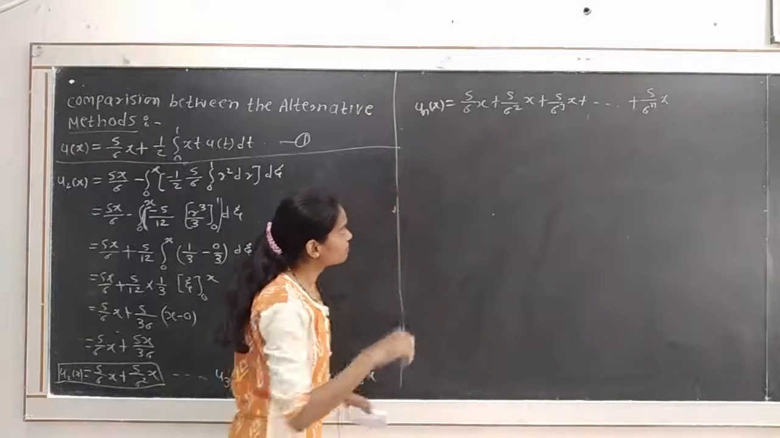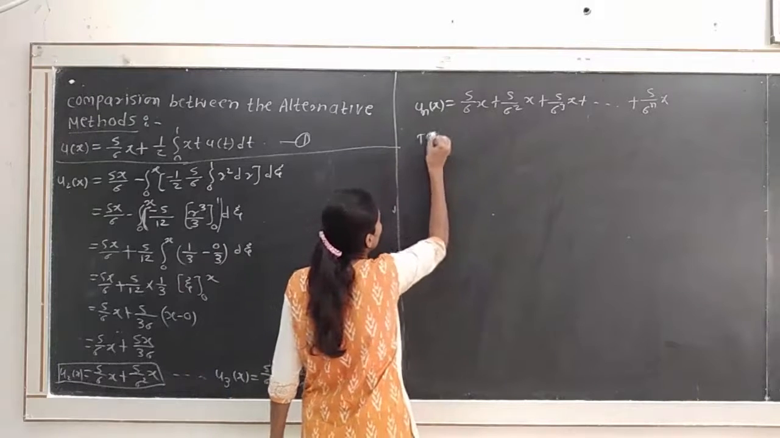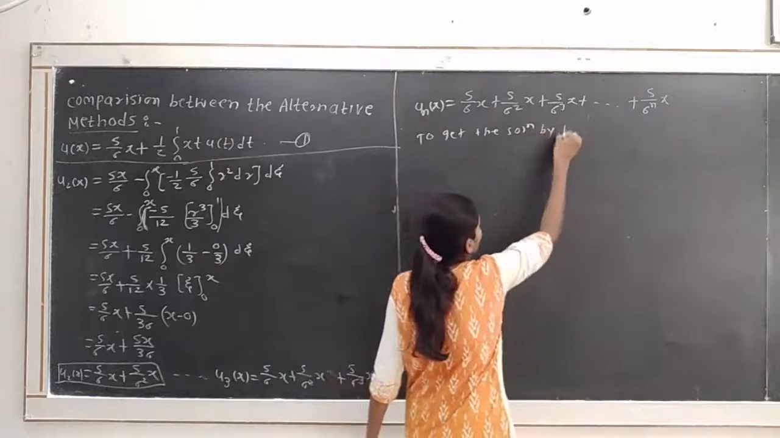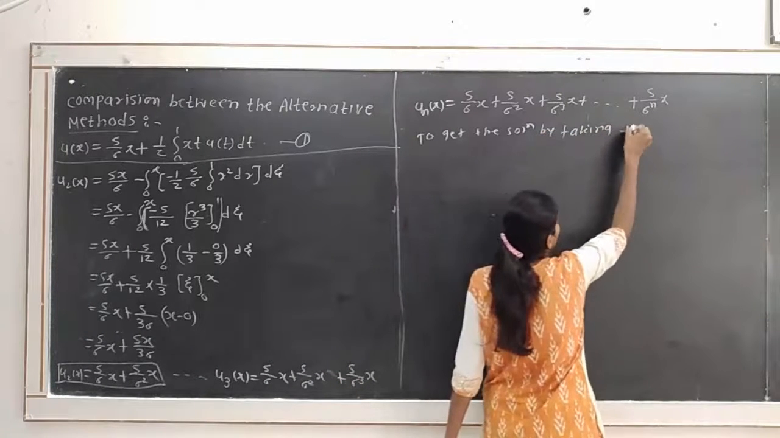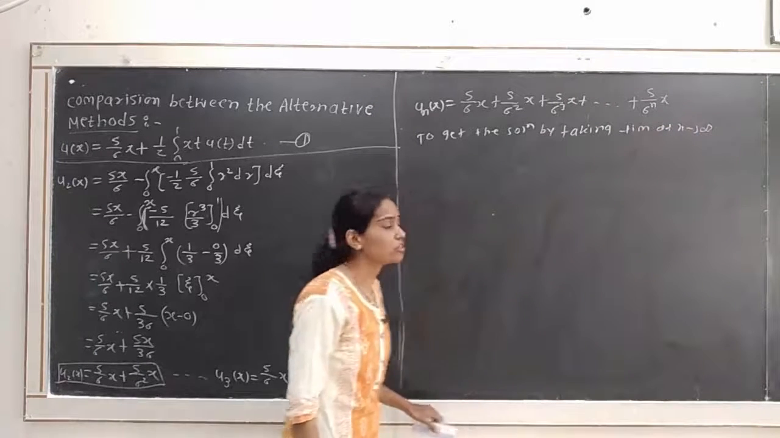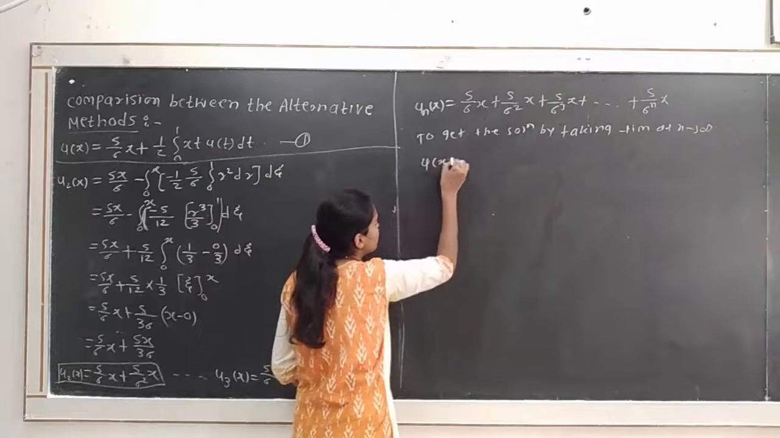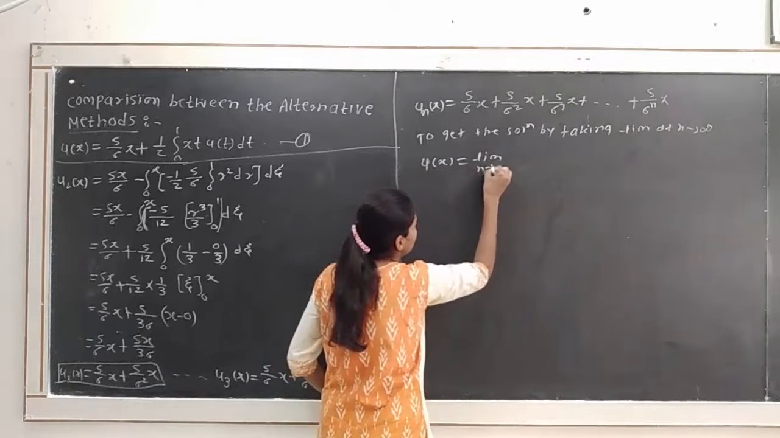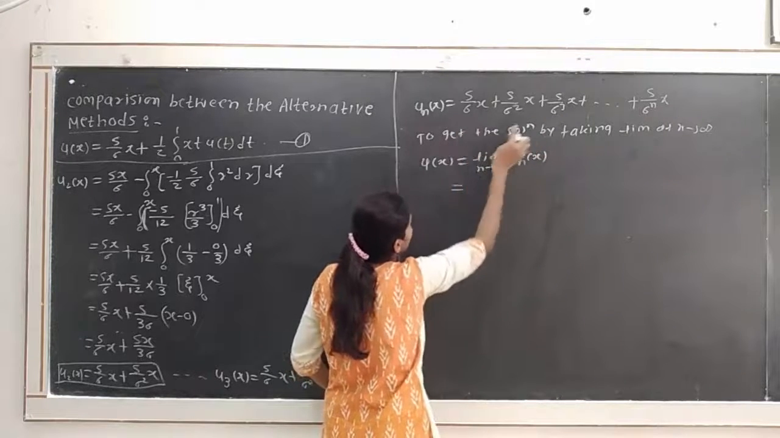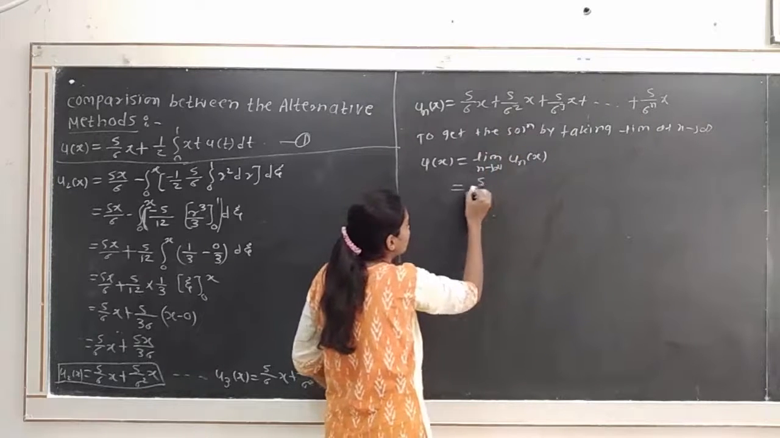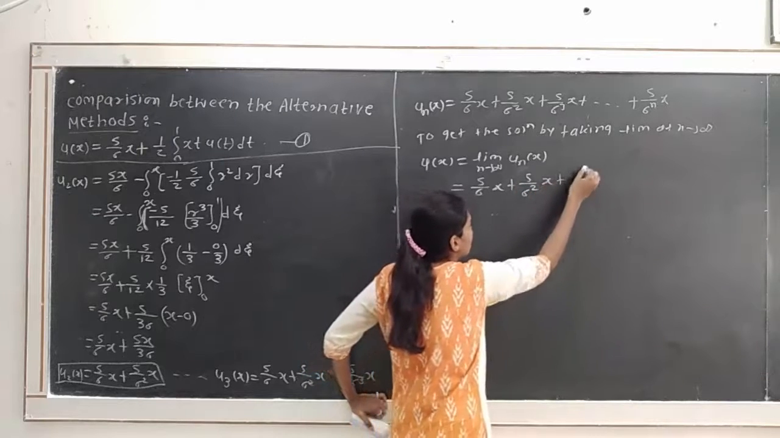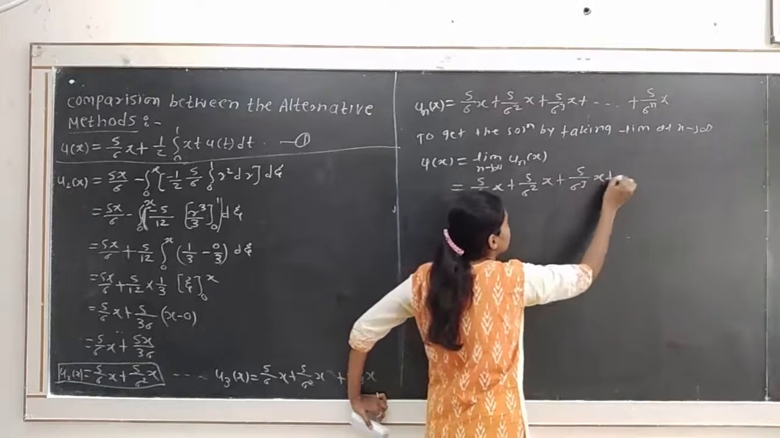Okay, then to get the solution by taking the limit as n tends to infinity of the approximation un of x. So u of x is equal to the limit as n tends to infinity of un of x. Here we have to consider this nth approximation at infinity. So 5 divided by 6 into x plus 5 divided by 6 square into x plus 5 divided by 6 cube into x plus, and so on.